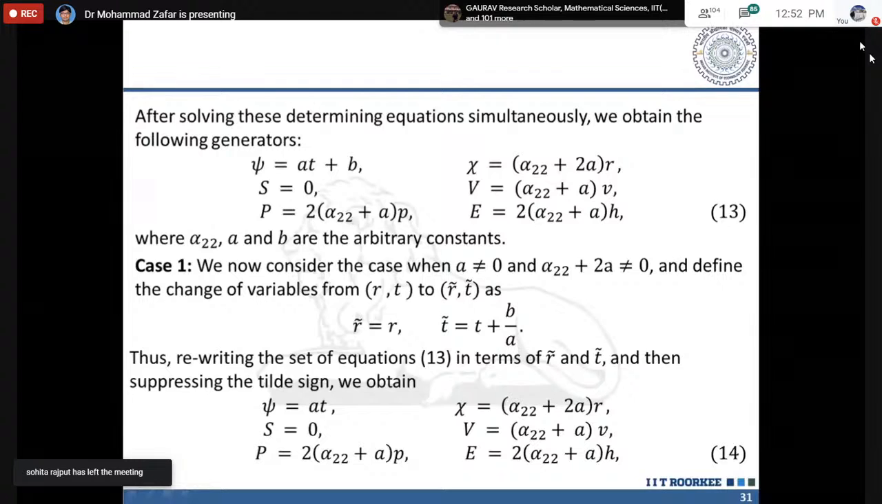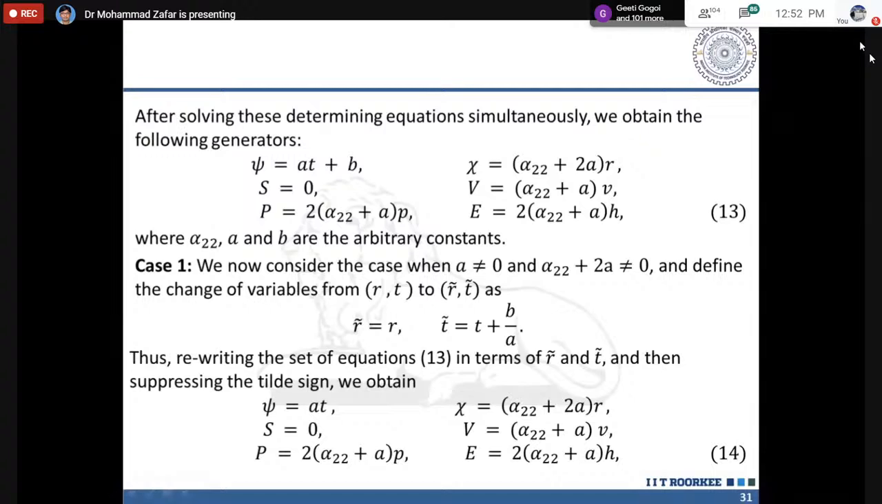Case number 1. Just see the infinitesimal for time t and the infinitesimal for the space variable r. A is there in the infinitesimal for t, and alpha 2 plus 2a is there in the infinitesimal for the space variable, so we concentrate on these two. Suppose in case number 1, A is not 0 and alpha 2 plus 2a is not 0. Then we define the change of variable, because these two will give the similarity variable.